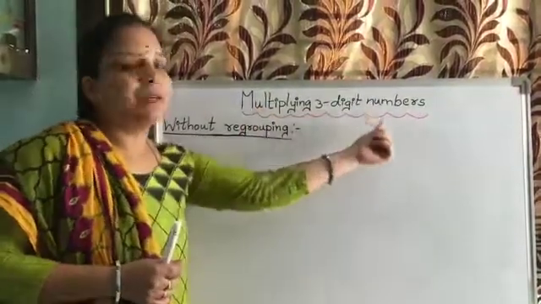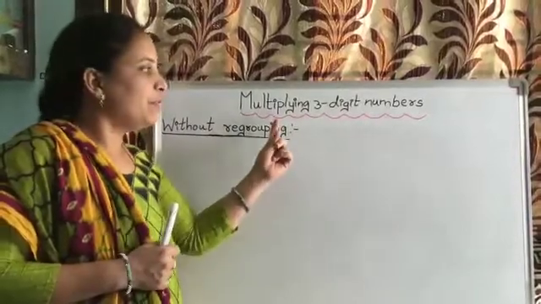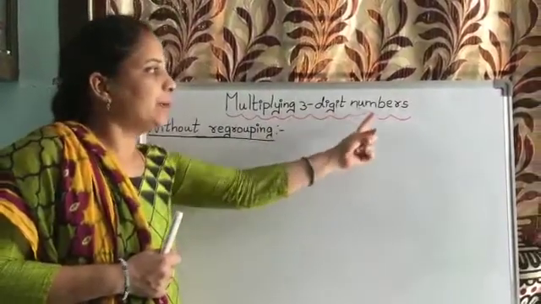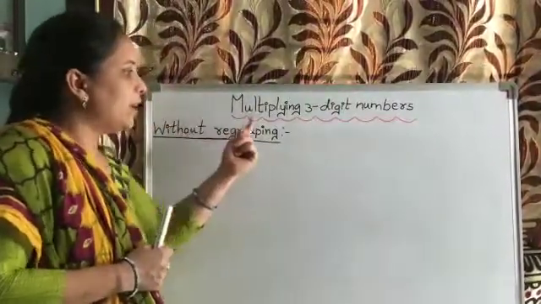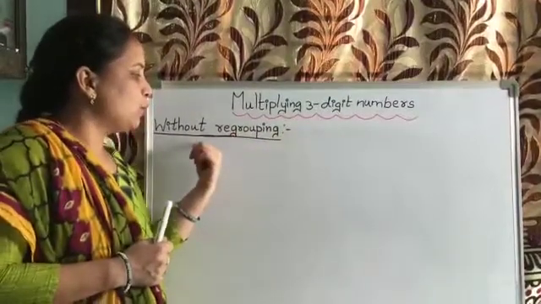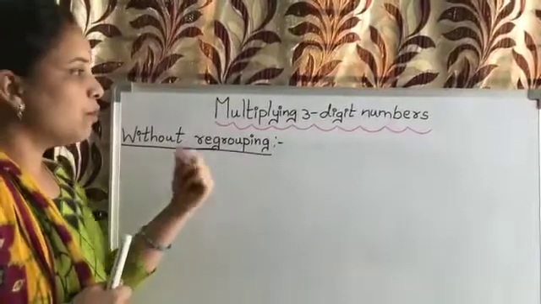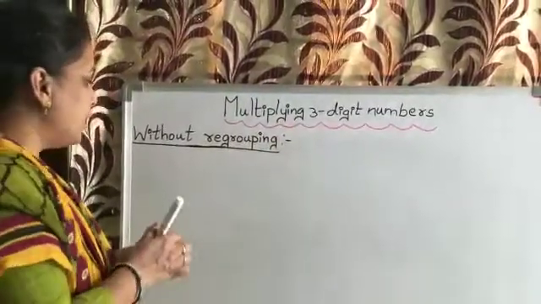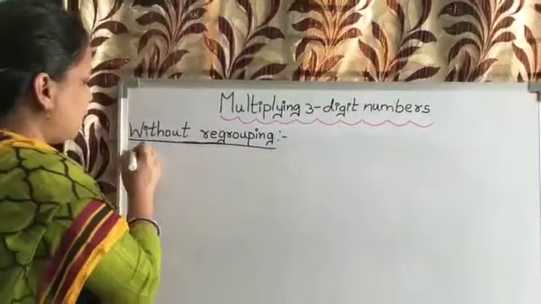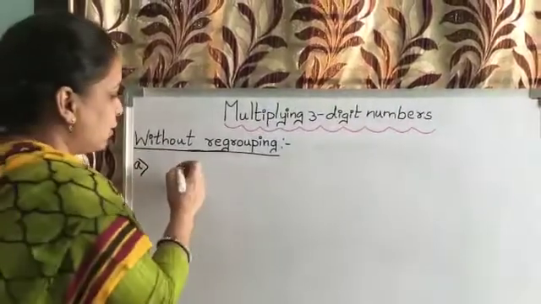Multiplying 2-digit numbers you have seen. Now we will learn multiplying 3-digit numbers. Similarly, multiplying 2-digit numbers you have seen without regrouping and with regrouping. Now for 3-digit numbers also we will learn without regrouping now. I will take one example, children.